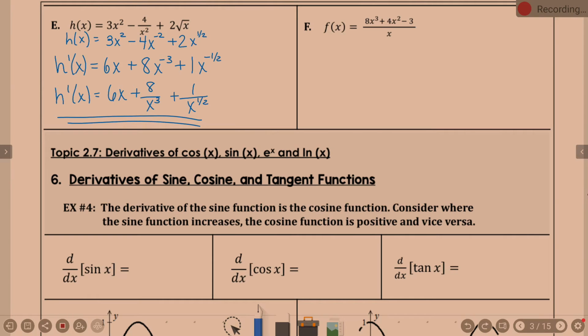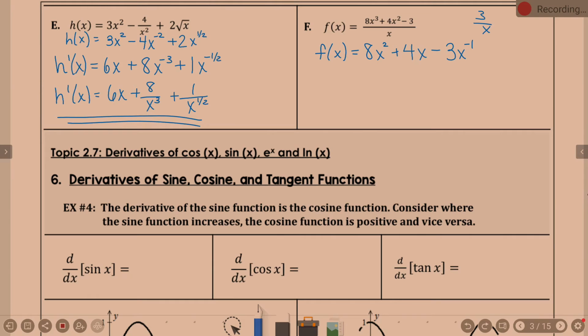So rewrite the original problem before we get started. So the idea that, what's 8x to the 3rd divided by x? 8x squared. 4x squared divided by x? 4x. Minus 3 divided by x. Well, 3 divided by x is 3 over x. But for the purposes of derivatives, I need to write 3x to the -1.